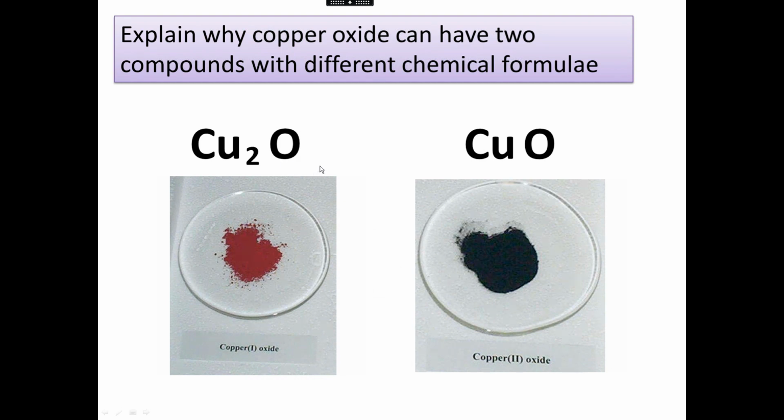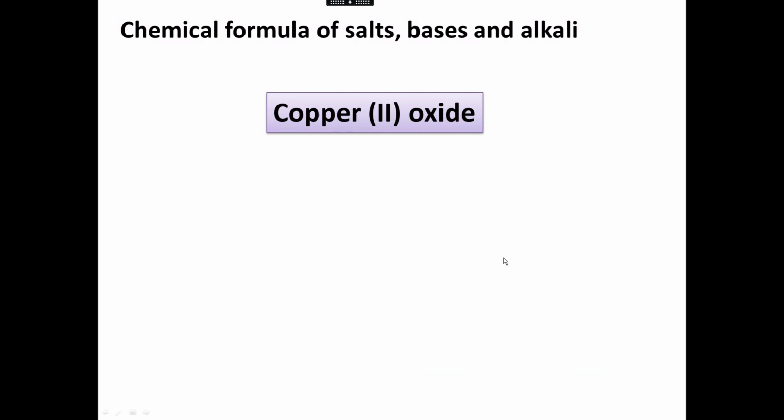Now, I mentioned copper because that's quite a common example of a transition metal element which can form different compounds with different ions, and that affects the chemical formula. So there are two versions of copper oxide. This might look a little bit counterintuitive to begin with because copper(I) oxide forms Cu2O and copper(II) oxide forms CuO. I'm going to explain why that is.